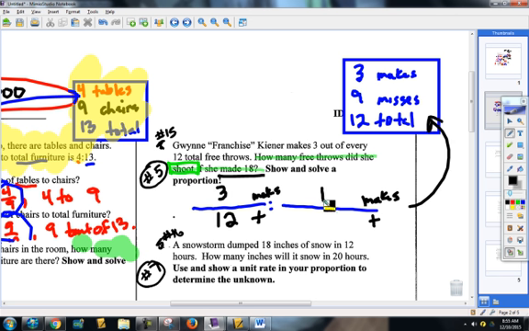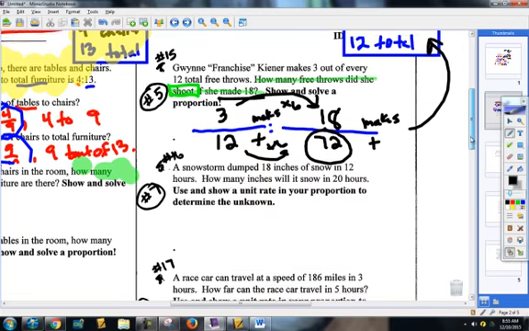Well, what if she made 18? What am I doing to my number of makes? Times 6. So what do I have to do here? And that's going to be 72. And then obviously you could have cross multiplied and divided as well. Same thing. Okay? All right.